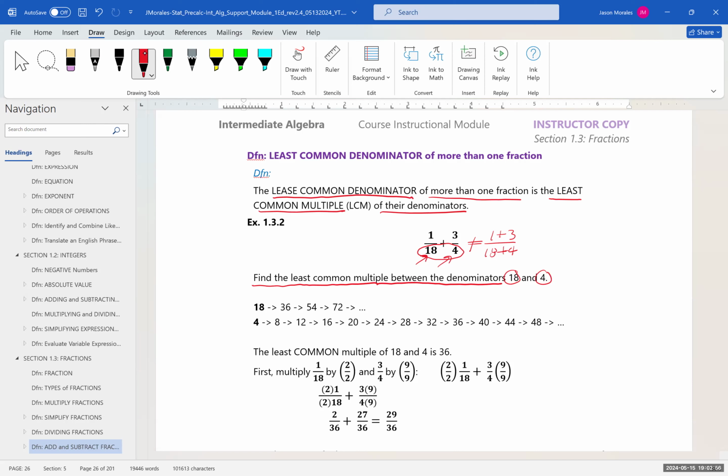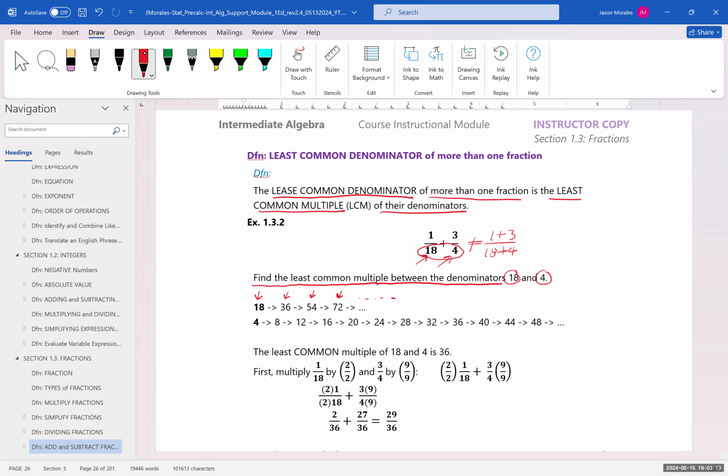So if we look at multiples of 18, so 18, and if we add 18 to that, we get 36. If we add 18 to that, we get 54. If you add 18 to that, you get 72, and so on. Those are multiples of 18.